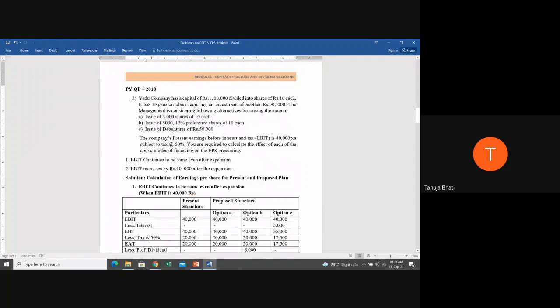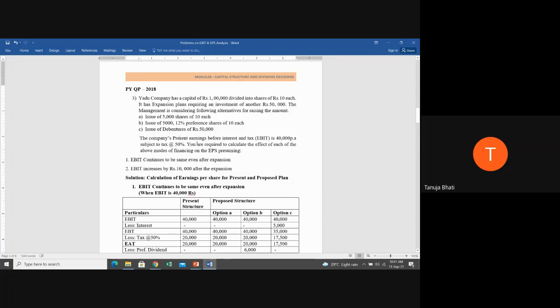Option number 1, issue of 5,000 shares of 10 each. When nothing is mentioned, that means it is equity shares, students. Issue of 5,000 shares of 10 each means it is equity shares. Issue of 5,000 12% preference shares of 10 each. Issue of debentures of rupees 50,000. So of the three options, option A is entirely through equity, option B is entirely through preference shares and option C is entirely through debentures.